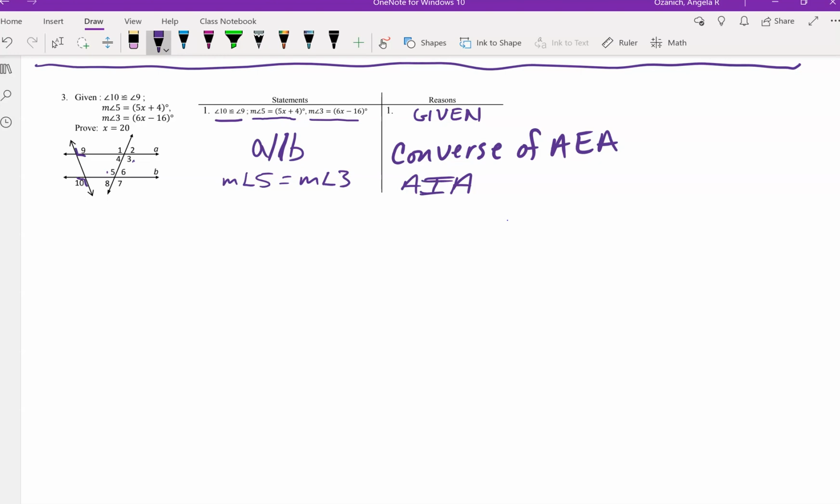Okay, so if I know that and I can substitute 5x plus 4 in for the measure of angle 5, and I can substitute 6x minus 16 in for the measure of angle 3, that's called substitution when I put those in for each other, I can continue to solve with an algebraic process. And each of those steps has a reason.